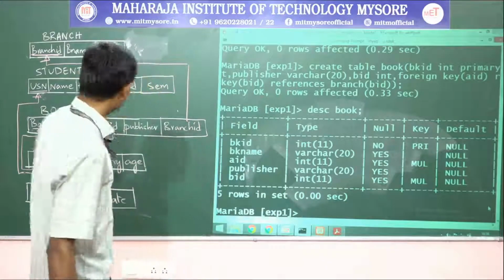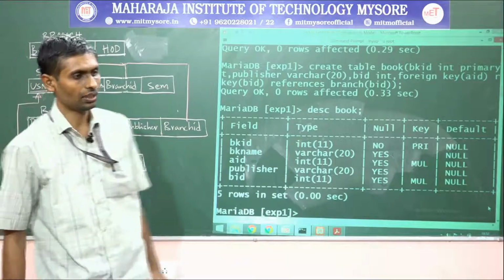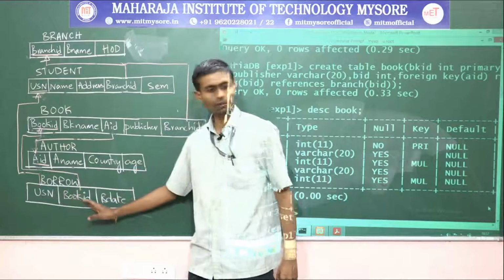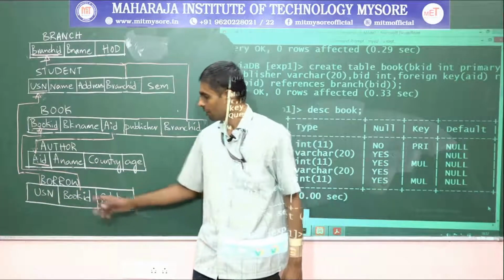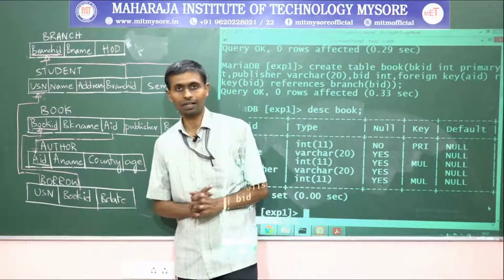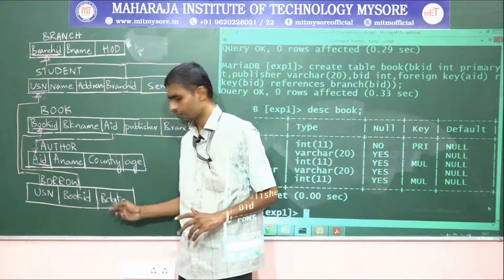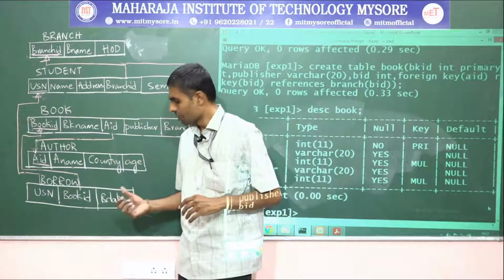Fine. Let me go further. The last table left out is the borrow table. Let me go with creating this borrow table. What attributes does it contain? One is USN, then book ID, then after this B date, right? Borrow date. With the help of this table, we learn one more thing: a table with two foreign keys, and one more thing we can learn here is B date.